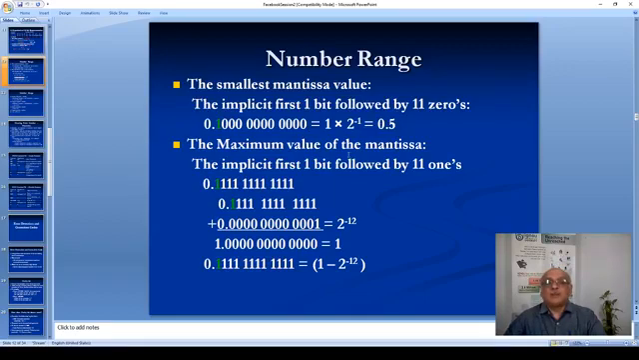What is the maximum value for the mantissa? The implicit 1 bit followed by all ones, so we get this. To know this value, we can do a little bit of jugglery. We add just 1 to it, and that is equal to 2 to the power minus 12 in this case, because this is the 12th location. The sum of this will become 1. So this is equivalent to 1 minus 2 to the power minus 12. This is how we have evaluated the values.